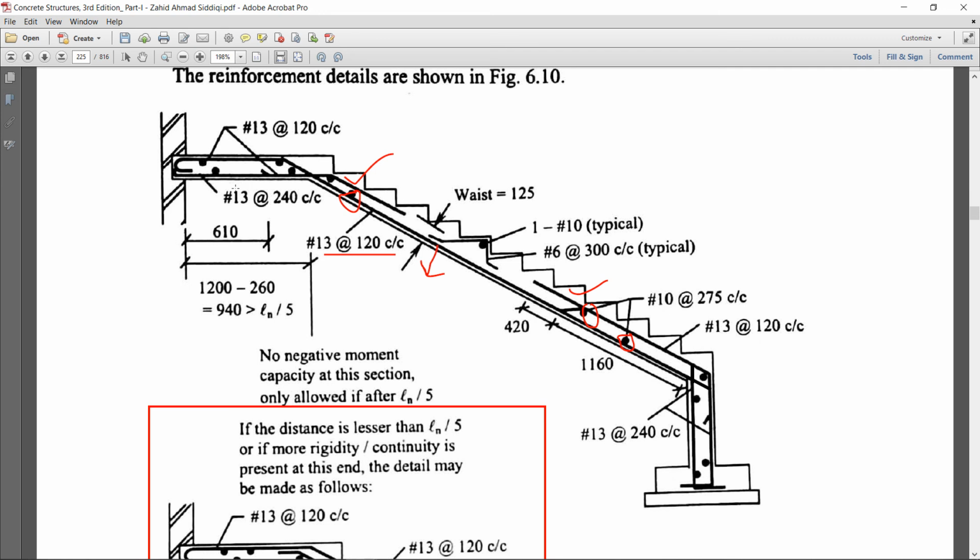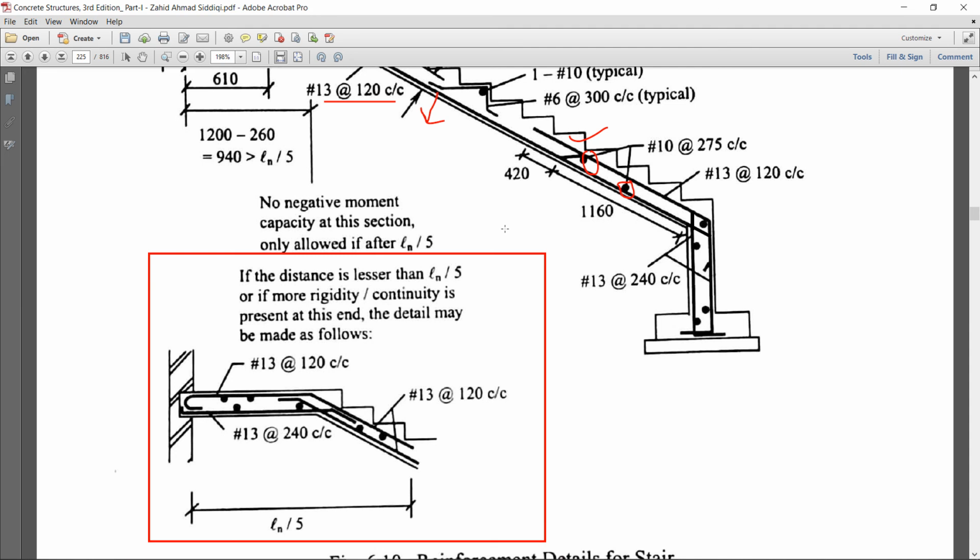At the end you are seeing 240 millimeter because at this point a curtailment is provided: half the steel continues, half the steel is provided. So I will recommend you do not cut, please provide throughout, to avoid any inconvenience. So that's all for the stair slab design.